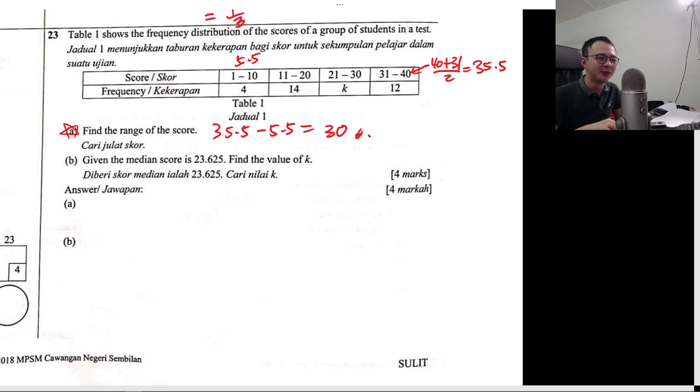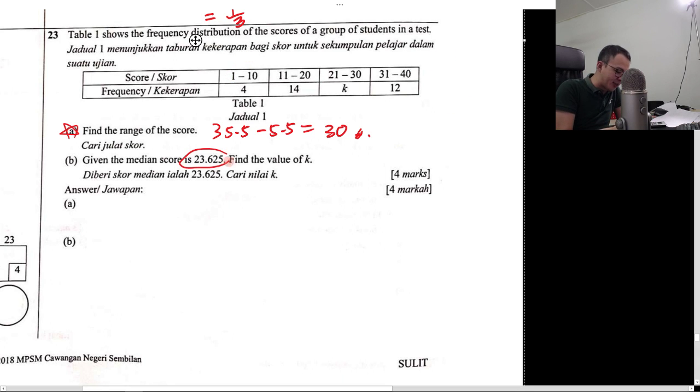Alright, so let's move on to B. Given that the median score is 23.625, find the value of K. So you want to find the median. The median score here actually tells you where the median class is. 23.625 falls between 21 to 30, so this will be my median class.